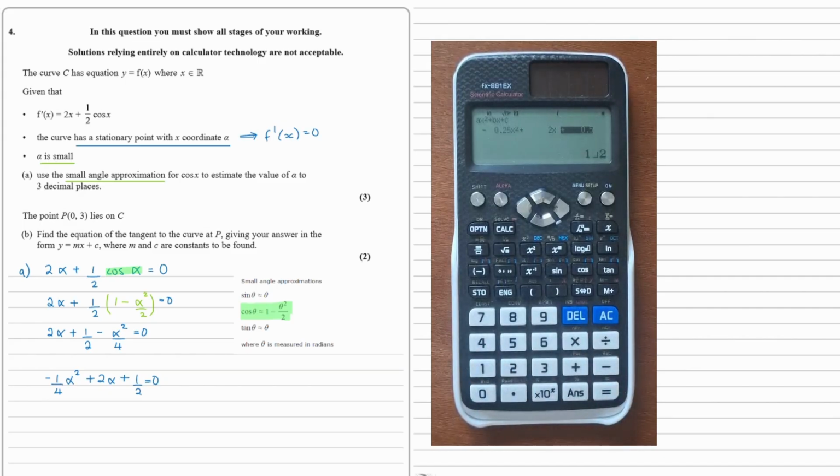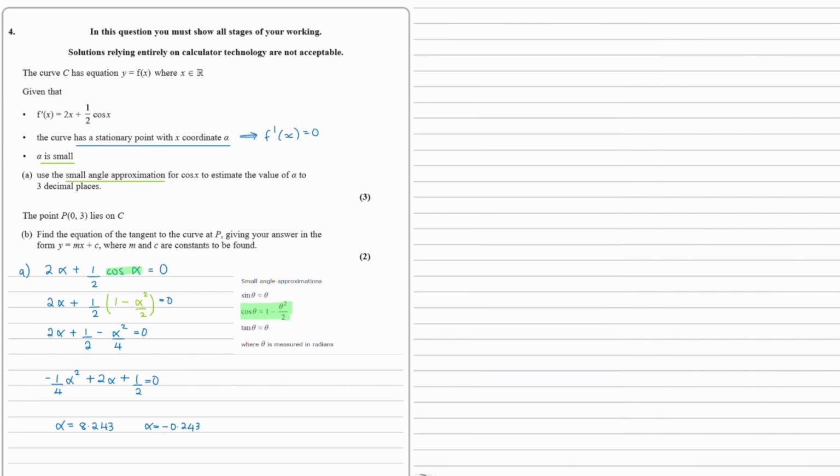And if we press equal, we will get the first value of alpha, which is equal to 8.243. And if we press equal another time, we will get the second value of alpha, which is minus 0.243. And because the question says that alpha is small, the value that we will be going for is not this one, but this one, which is alpha is equal to minus 0.243.